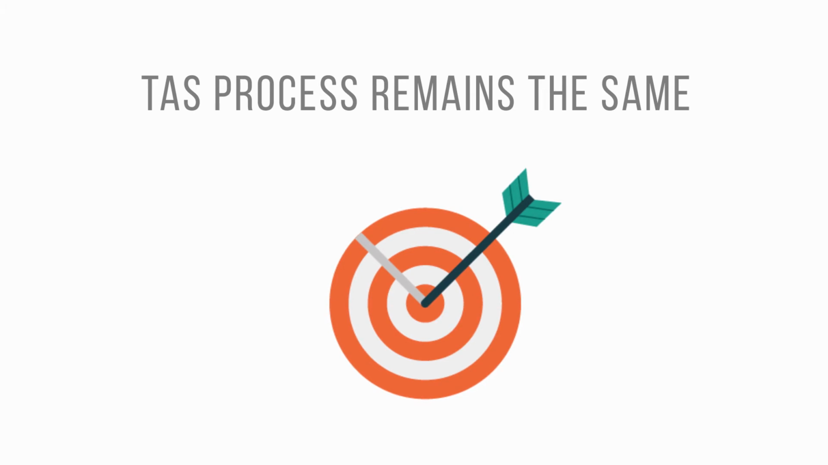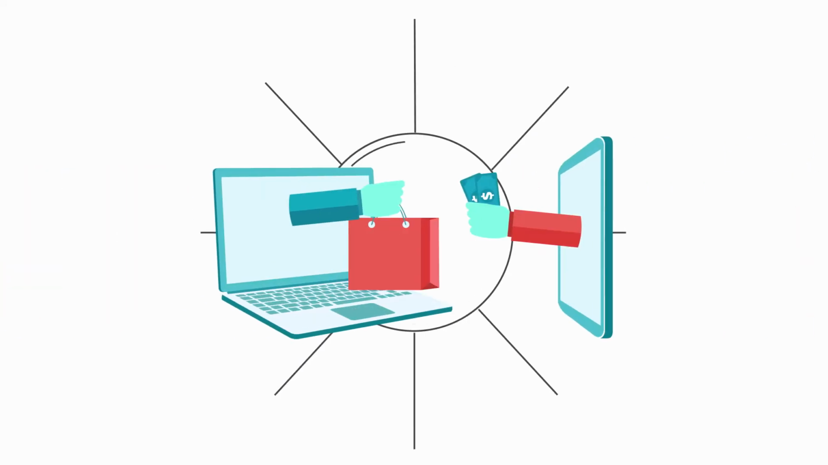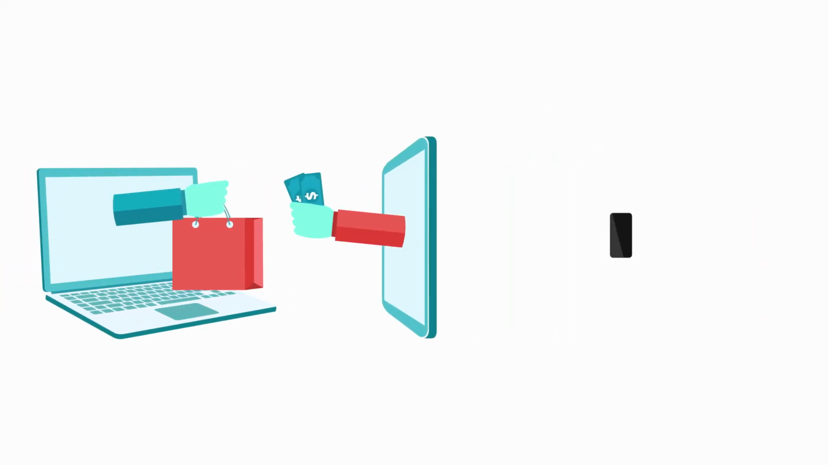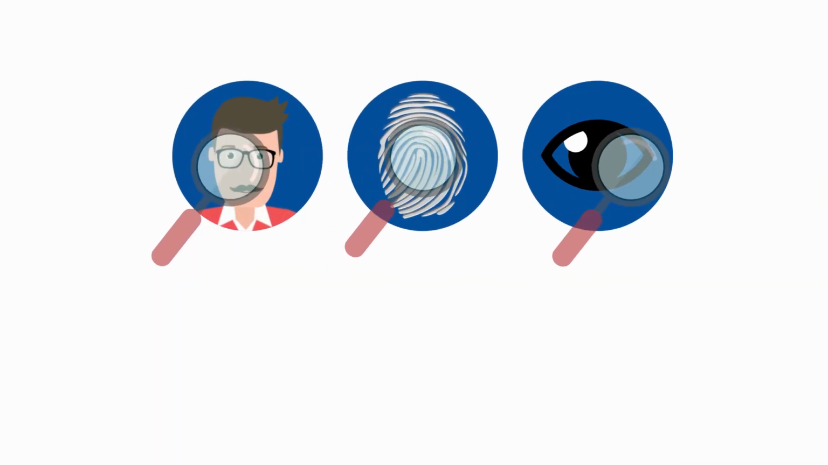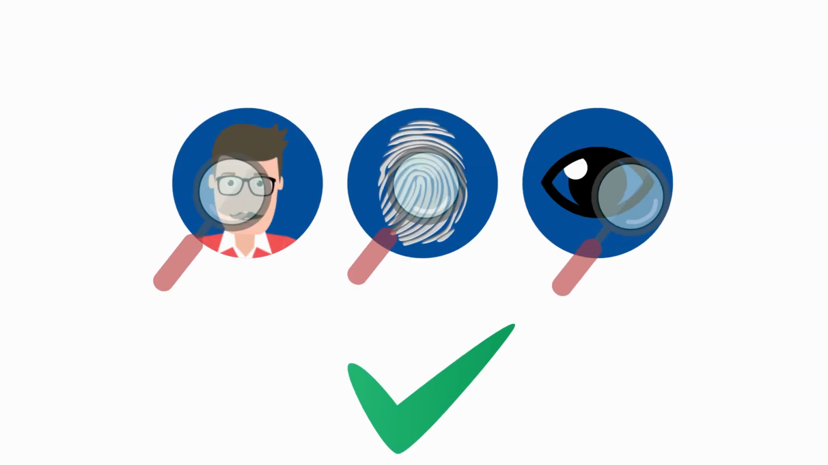Online purchase. The TAS process remains the same. When Tom attempts to purchase any item online using his card, his smartphone will wake up for authorization, requiring his identification and approval. Protection to his bank account.